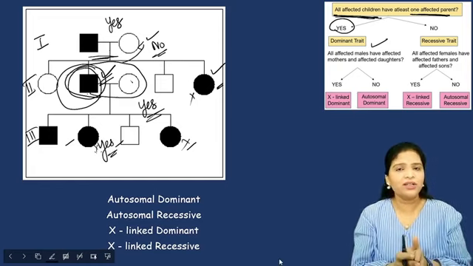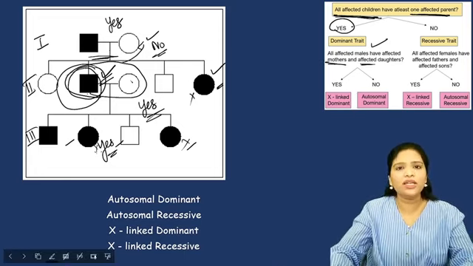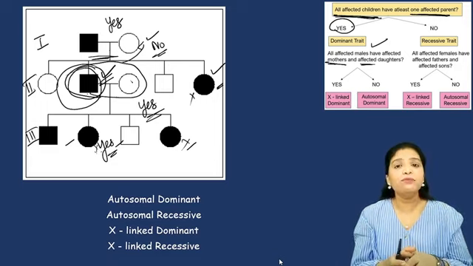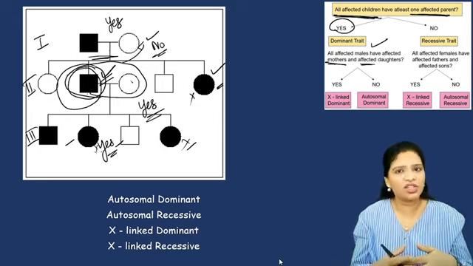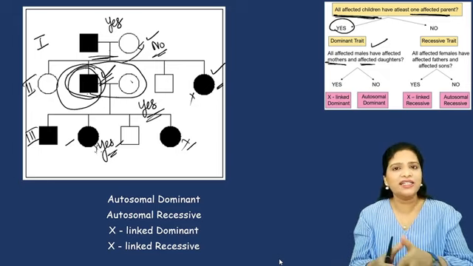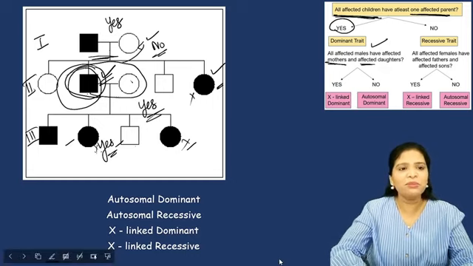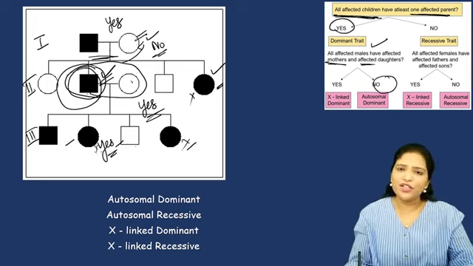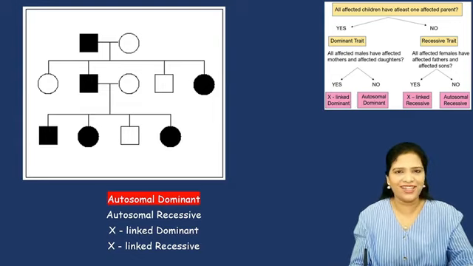So here the question is: all affected males have affected mothers and affected daughters. It should be both, not only one. The affected male should have both an affected mother and an affected daughter, not just mother or just daughter. Then this will not satisfy the second rule. So what will be the answer for this? This is no. Why? Because the mother is not affected. The mother looks healthy. So what is the answer for this question? This is an autosomal dominant type of inheritance. Understand? Let us see some more examples.